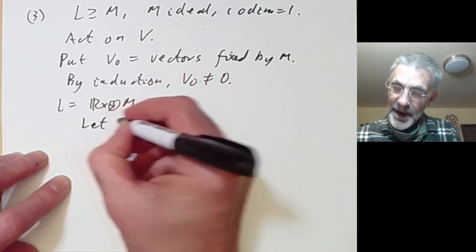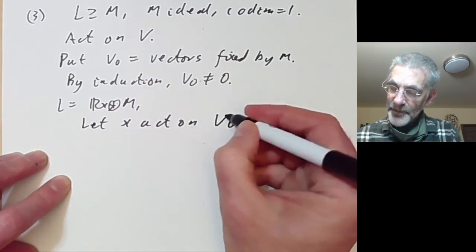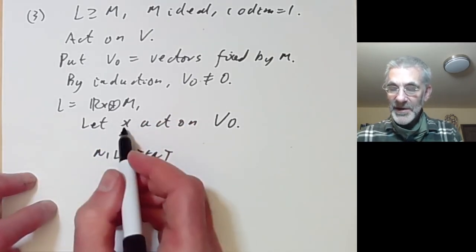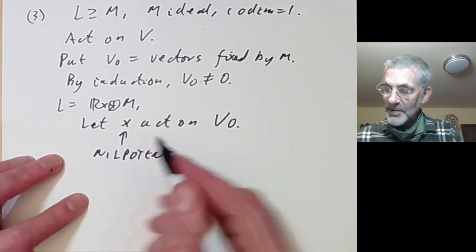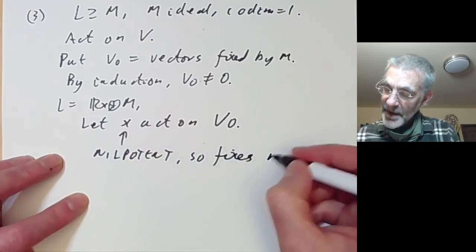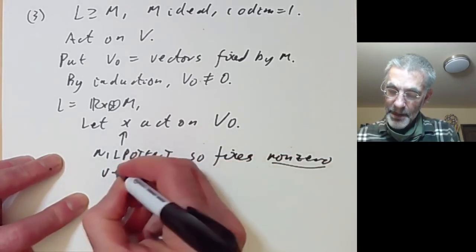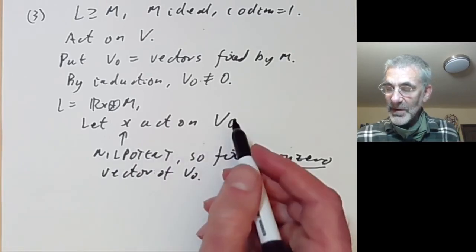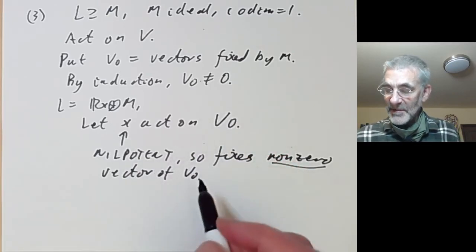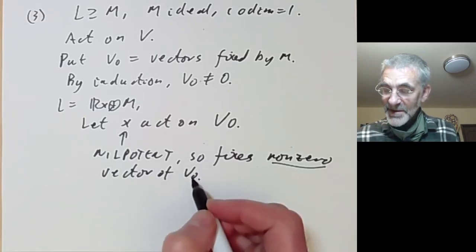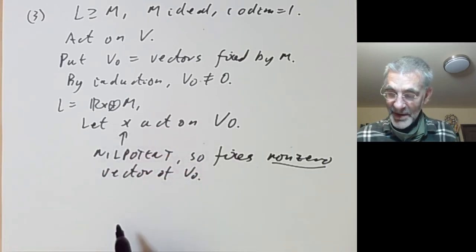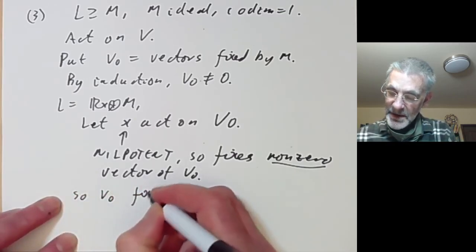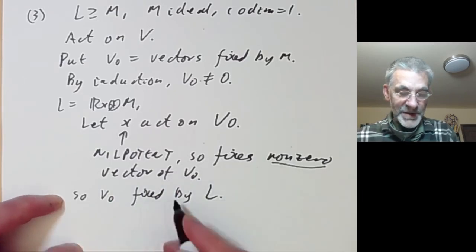So now let X act on V0. Well, this acts nilpotently. This is where we finally use the condition that the matrices of L all act nilpotently. So X fixes a non-zero vector of V0, because any nilpotent endomorphism of a non-zero vector space must have a vector that it kills, or fixes, if we're talking about Lie algebras. And this proves the theorem. So V0 is fixed by the Lie algebra L, which is what we wanted to prove.